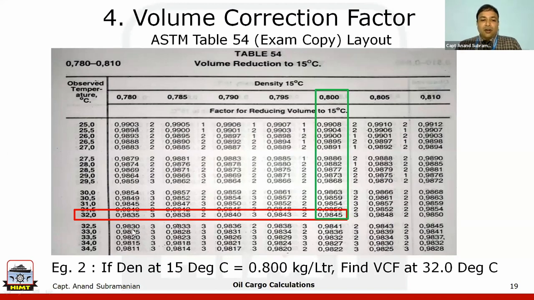If the temperature or the density is somewhere in between, then a simple interpolation has to be carried out. I'm not going to go into the interpolation part, because it is the same as your hydrostatic tables interpolation that we do. It is assumed that the interpolation part is known at the level of your competence. So the VCF comes down to 0.9845. That is where these two meet. And please note it down also, because we are going to use the same value again in our next example.